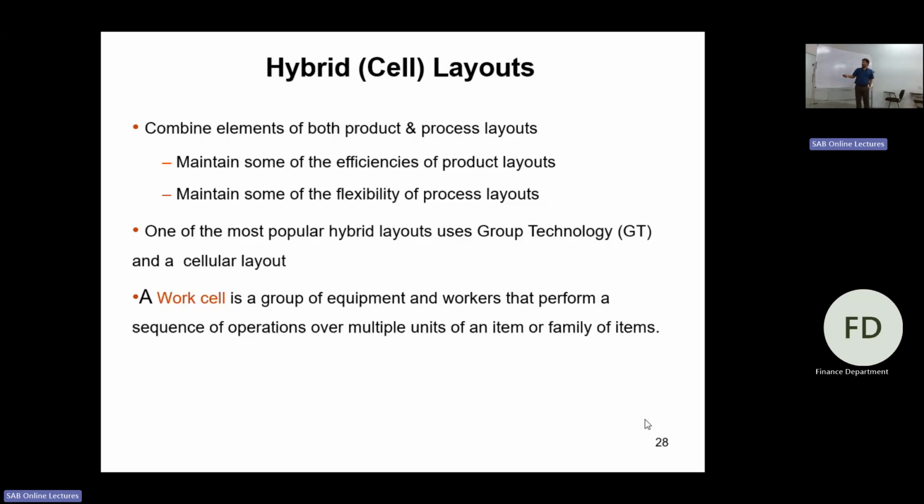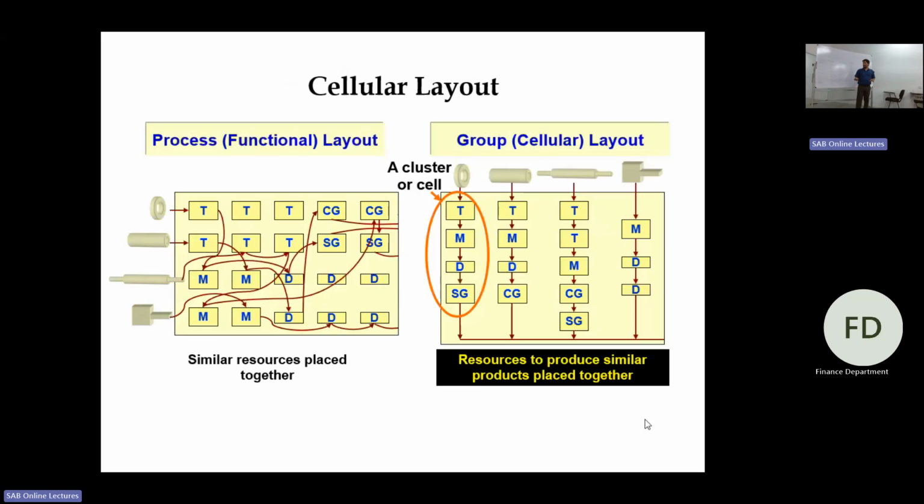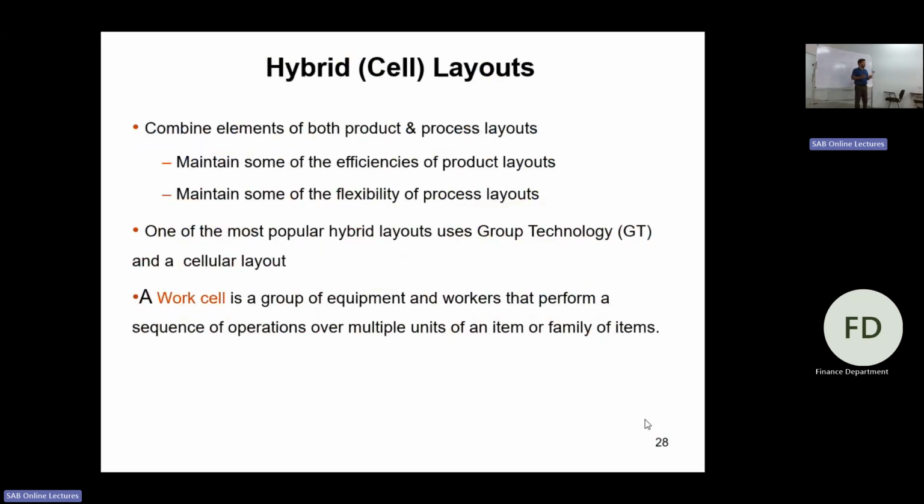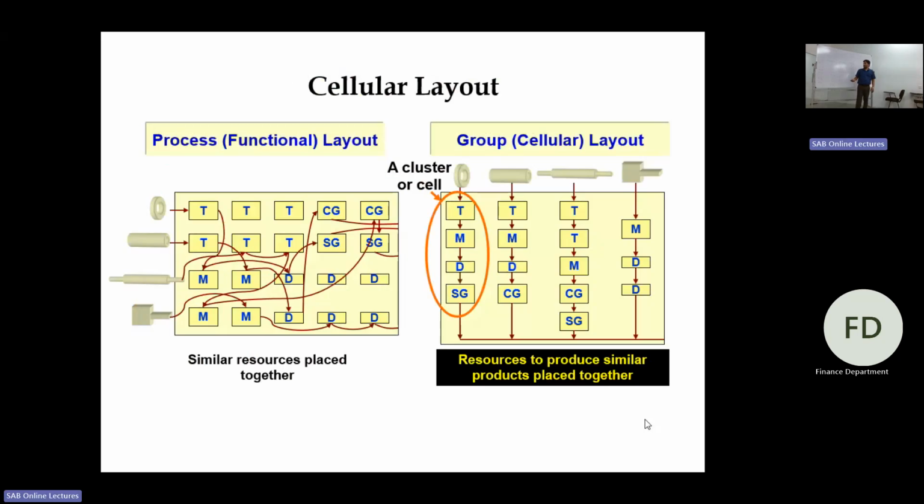So it is a group of equipment or workers that perform a sequence of operations, like a product-oriented layout. Sequence, from starting point to the end, for multiple units of an item or family of items. So the same steps are used to produce the same output again and again. The beauty of this is that in a hybrid layout, we see a few such work cells. So to understand this, I will use this illustration.